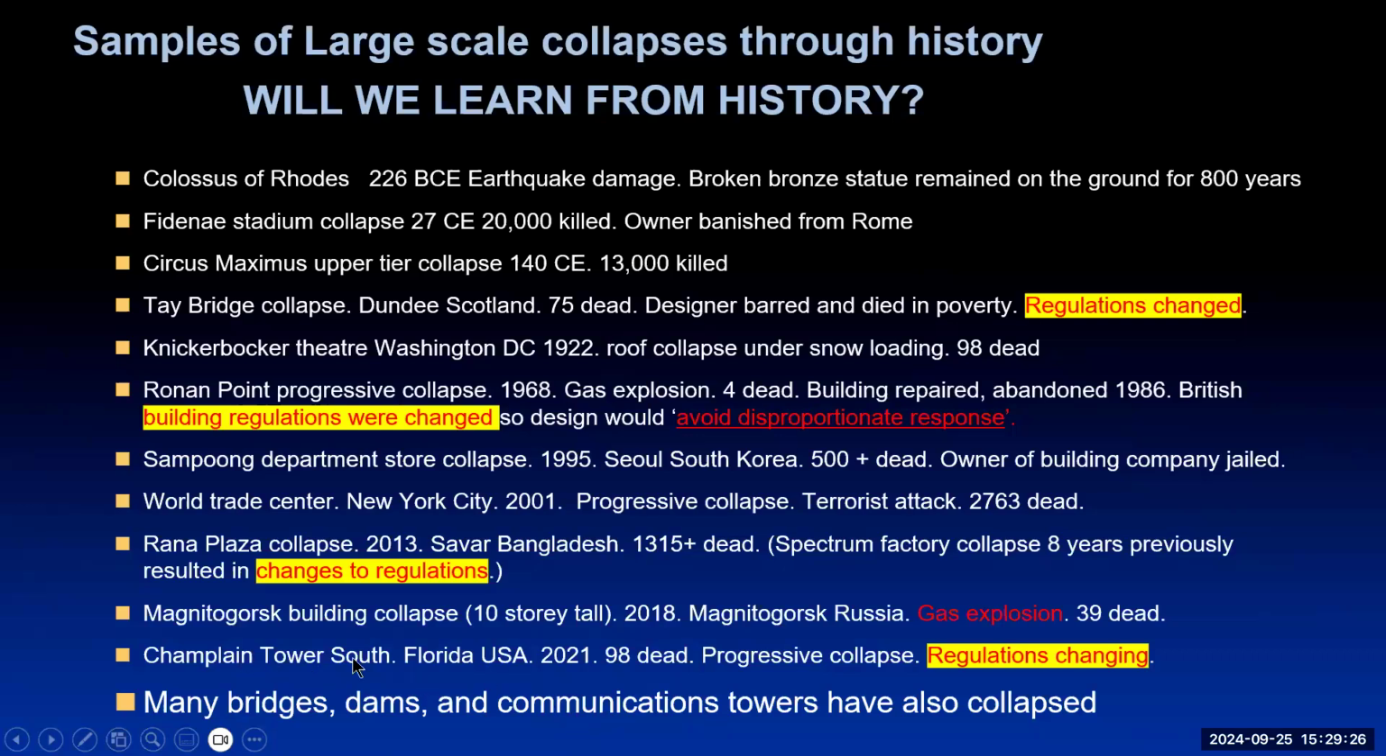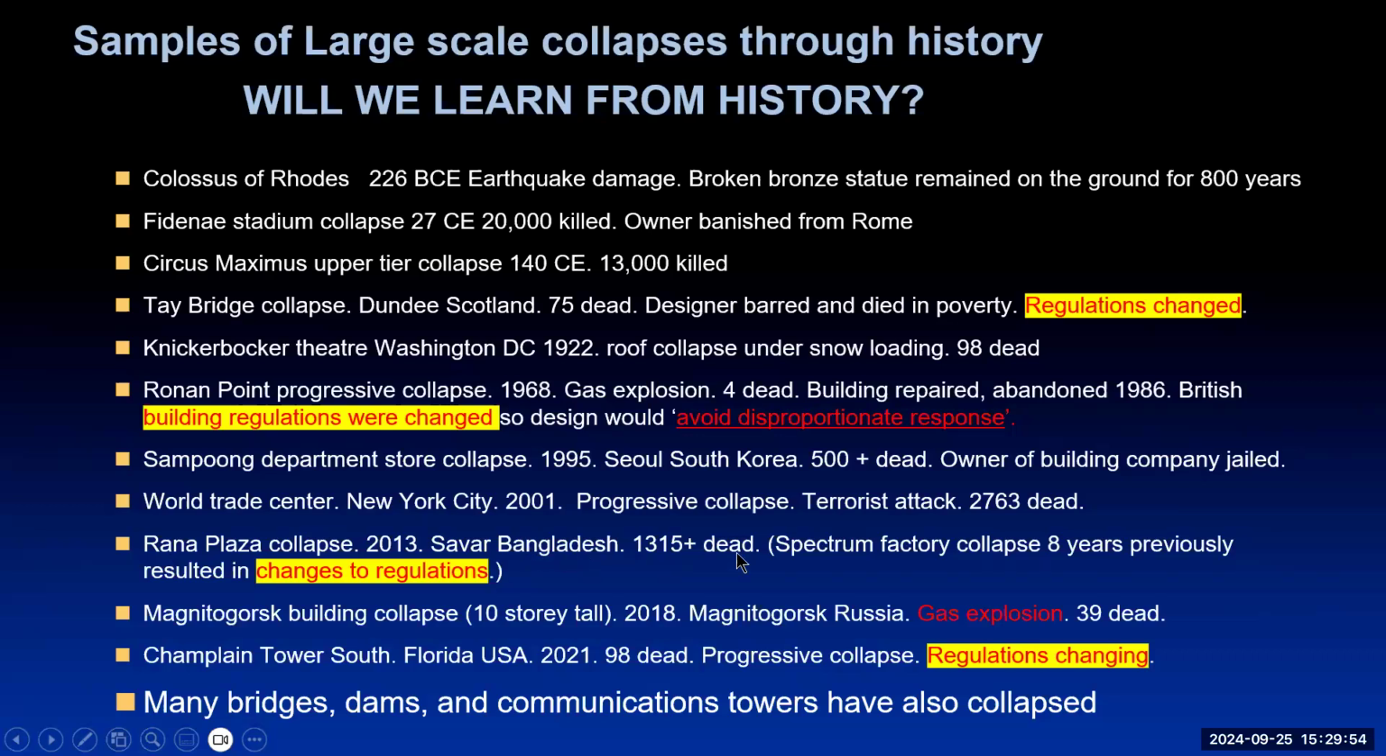But look just recently, Champlain wasn't the only one that had a progressive collapse. In Russia, they had a 10-story building which had a gas explosion. It had gas in the building, and a gas explosion caused a progressive collapse. And that was a long time after Ronan Point. So they hadn't learned the lessons.